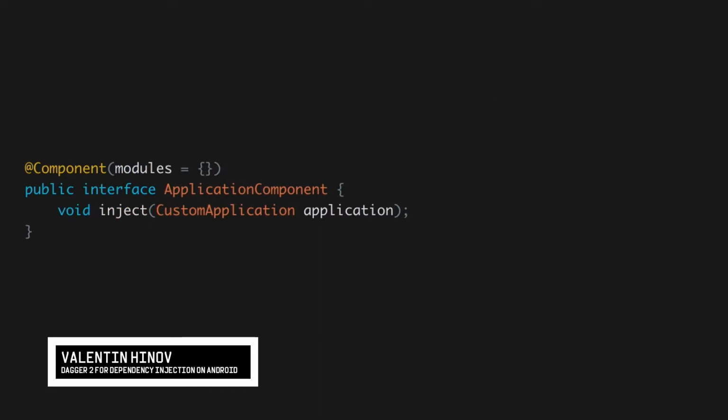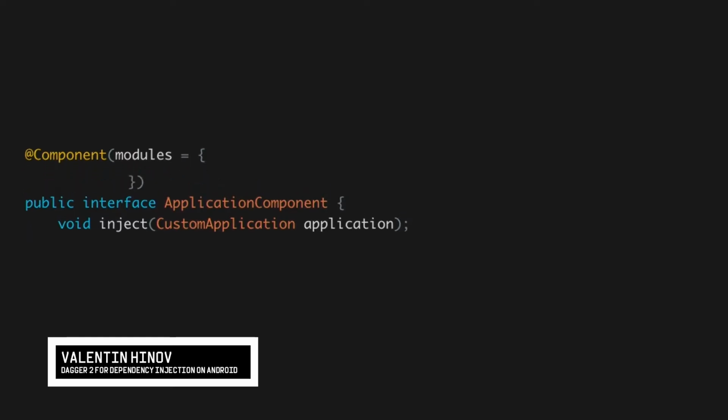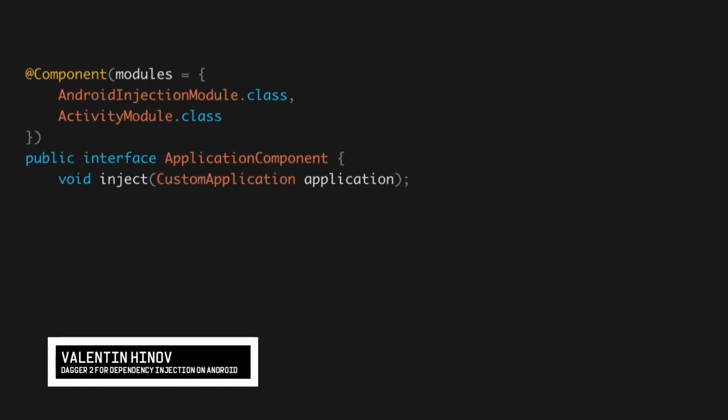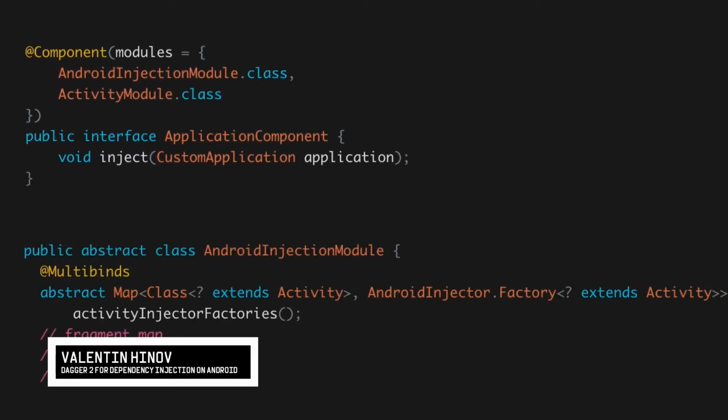An application component, like a normal component, is just a collection of modules, and we know that it can inject stuff into a custom application. The modules that it needs in this case are two. The first is called the Android injection module, and the second is called an activity module. The Android injection module is again provided by the Dagger Android library. It's not something we control, and what it actually is, is a collection. It's a map of class names to injectors.